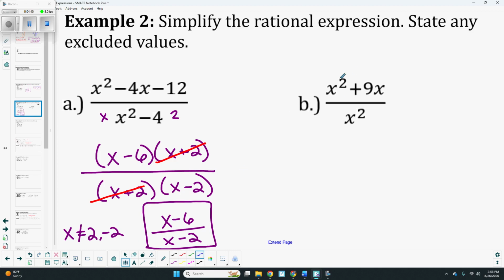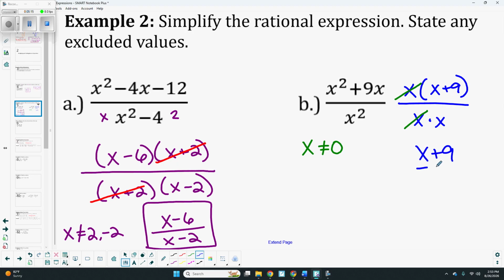And in B, if I were to factor the top, this just has a GCF. We could take x out, and we're left with x plus 9. On the bottom, I have x squared. If I wanted to write that out, that's really x times x. It might be easier to see it that way. So already I know that from the original, x cannot equal 0. But I also see that I can cancel out a singular x here, right? There's an x in both places. This was being multiplied by something else, so that's why it's able to be canceled out. So I'm left with x plus 9 over x.